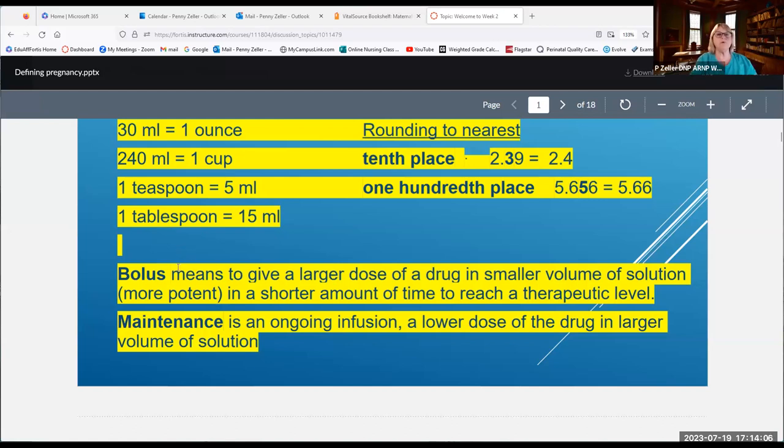So usually like heparin, we give a bolus and then we give it to them continuously at a lower dose. The 1500 units every hour is set on a pump in a different solution. Okay, it's its own solution.